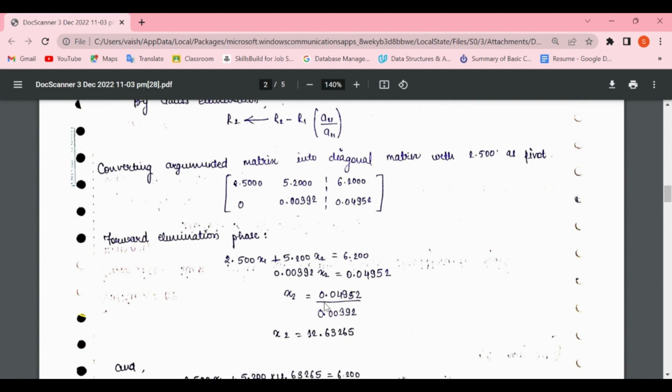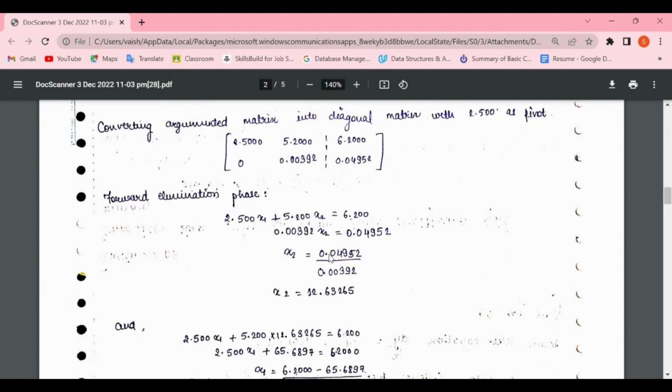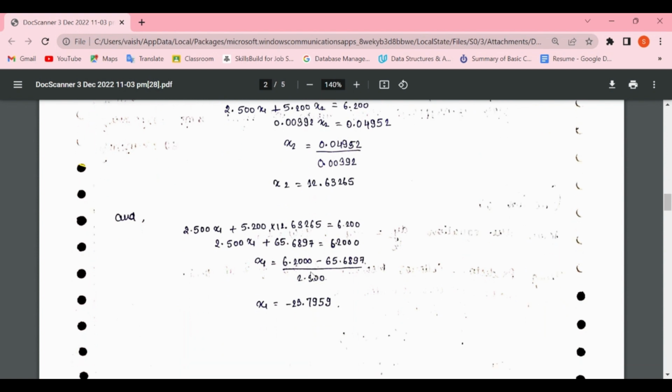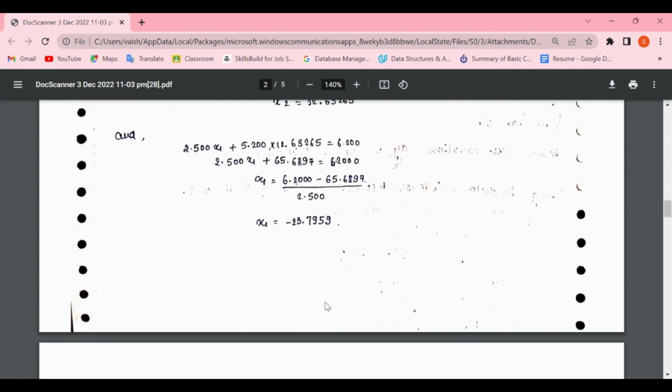Here x2 is equal to 0.04952 upon 0.00392. Here we get x2 is equal to 12.63265. And for x1, we put the x2 value in the first equation, and we get the value of x1 that is equal to minus 23.7951.